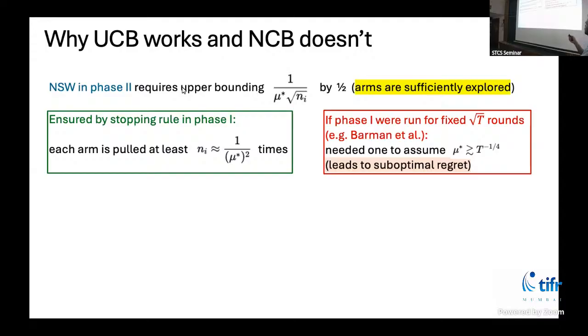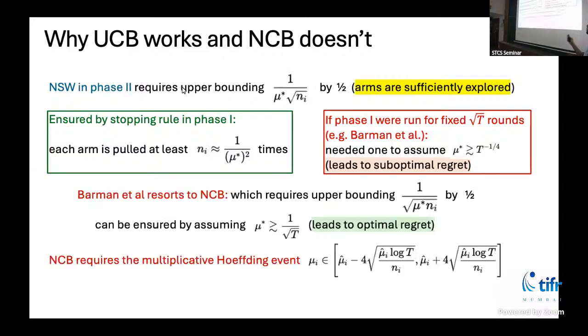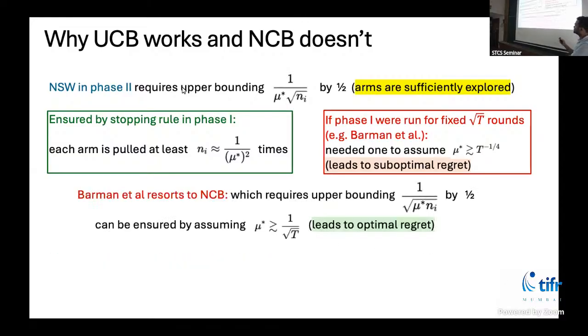But what will it do? It will lead to a suboptimal Nash regret. For the complementary case, where mu star is less than T to the minus 1 by 4, the Nash regret will be bounded by T to the minus 1, which is suboptimal. This is the exact result that Barman et al. arrive at with NCB. Mu star is something fixed.